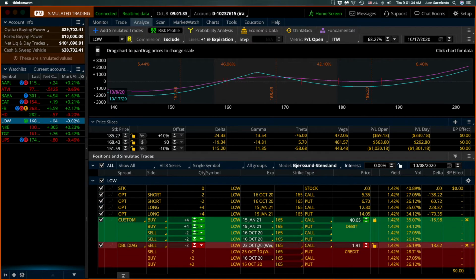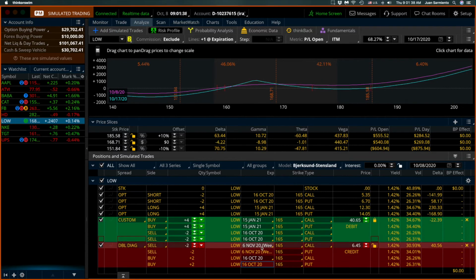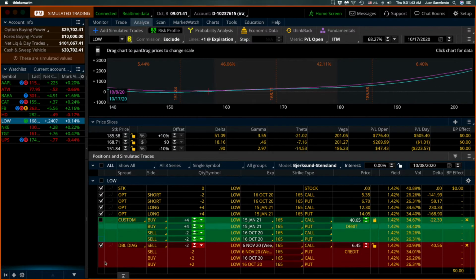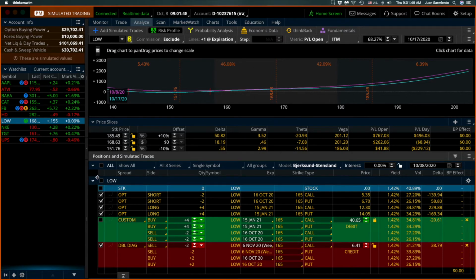And we're going to go to November 6th, and those two, both in calls and puts. And look at what it looks like once we do that. It looks more delta neutral. And so that means if the stock goes up, great. If it goes down, volatility will pick up and we'll make money.